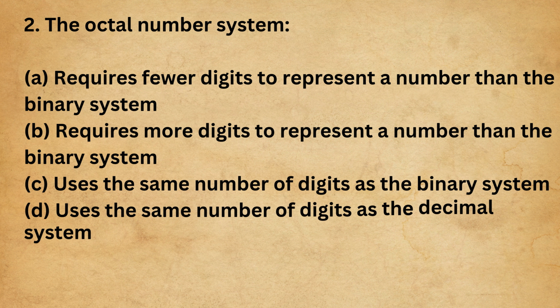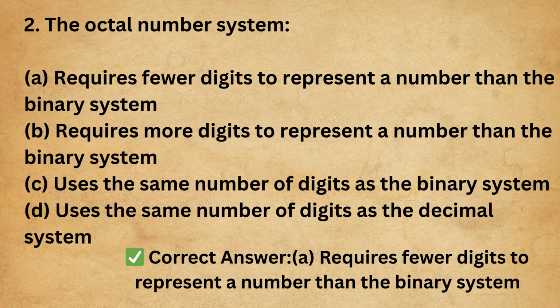The octal number system: A. Requires fewer digits to represent a number than the binary system. B. Requires more digits to represent a number than the binary system. C. Uses the same number of digits as the binary system. D. Uses the same number of digits as the decimal system. Correct answer A. Requires fewer digits to represent a number than the binary system.